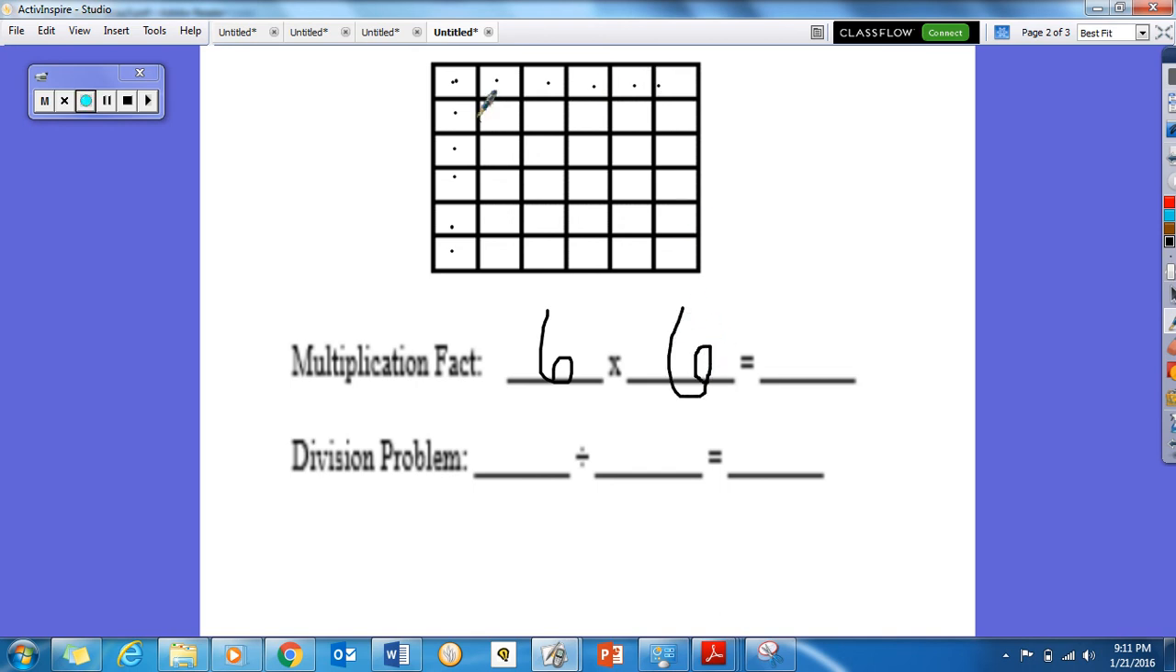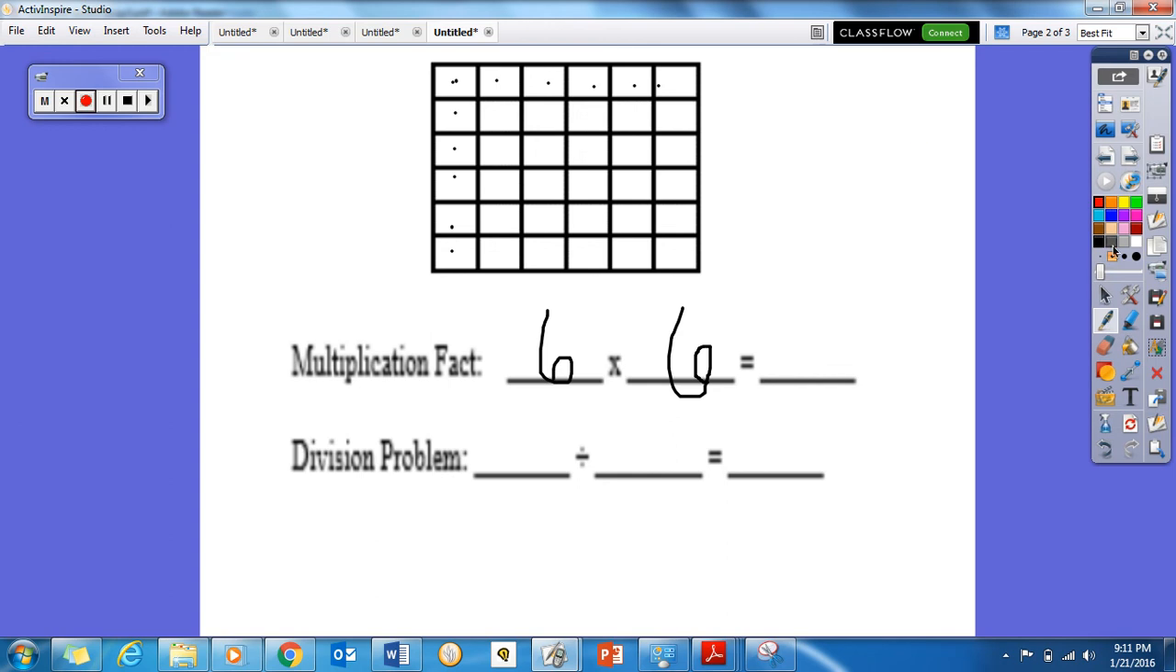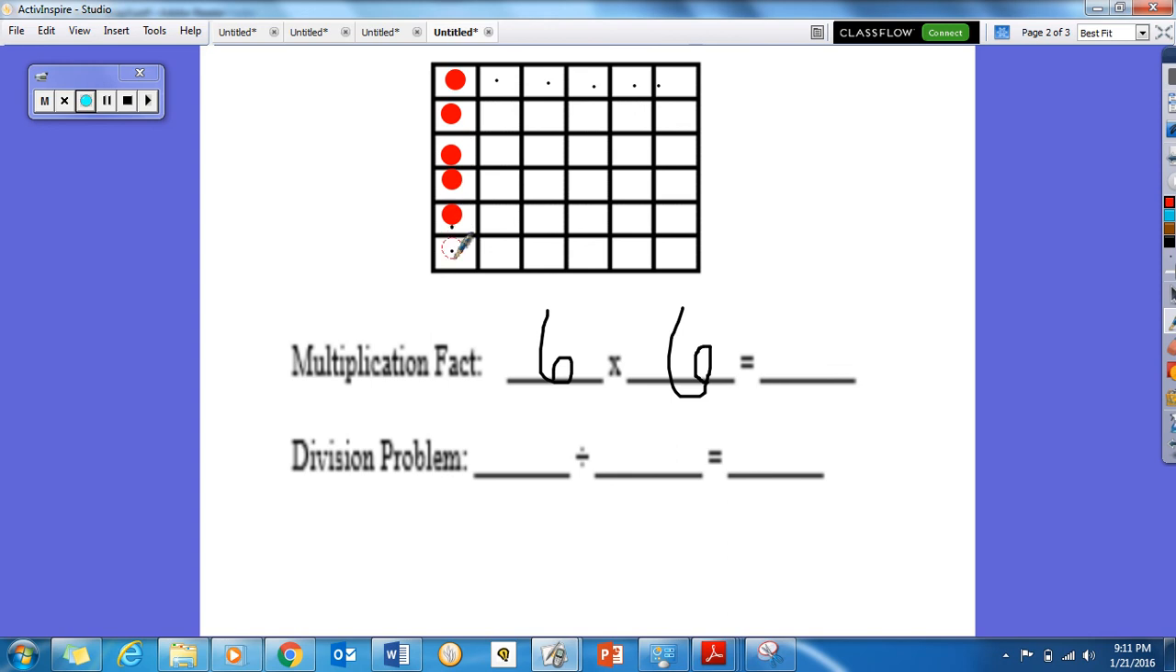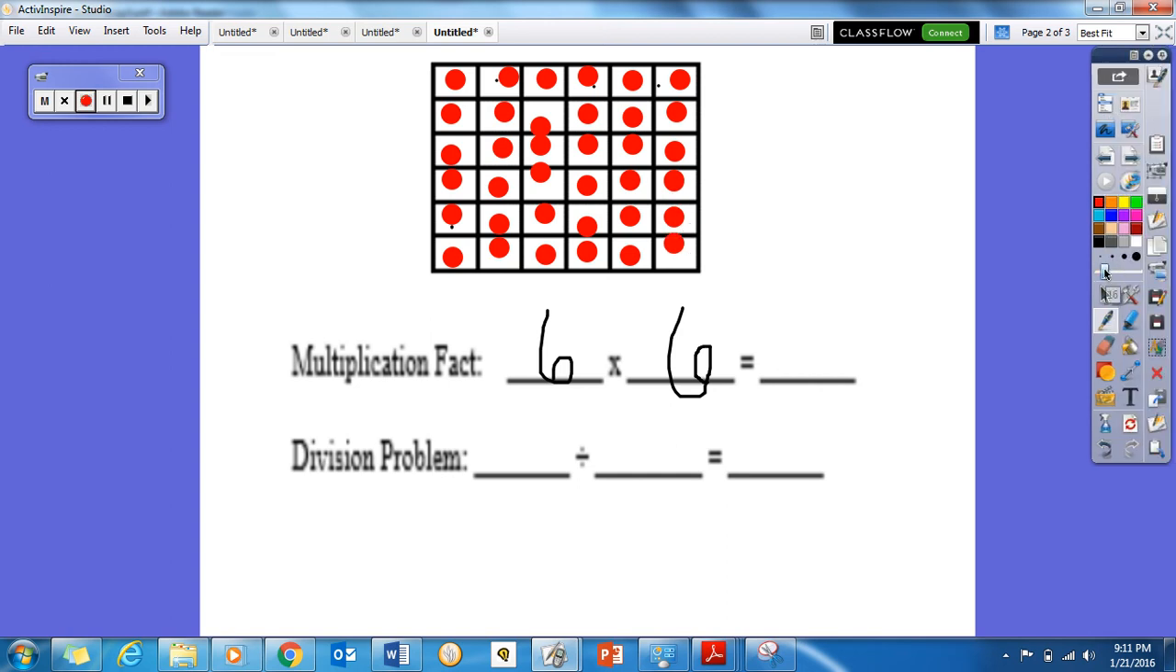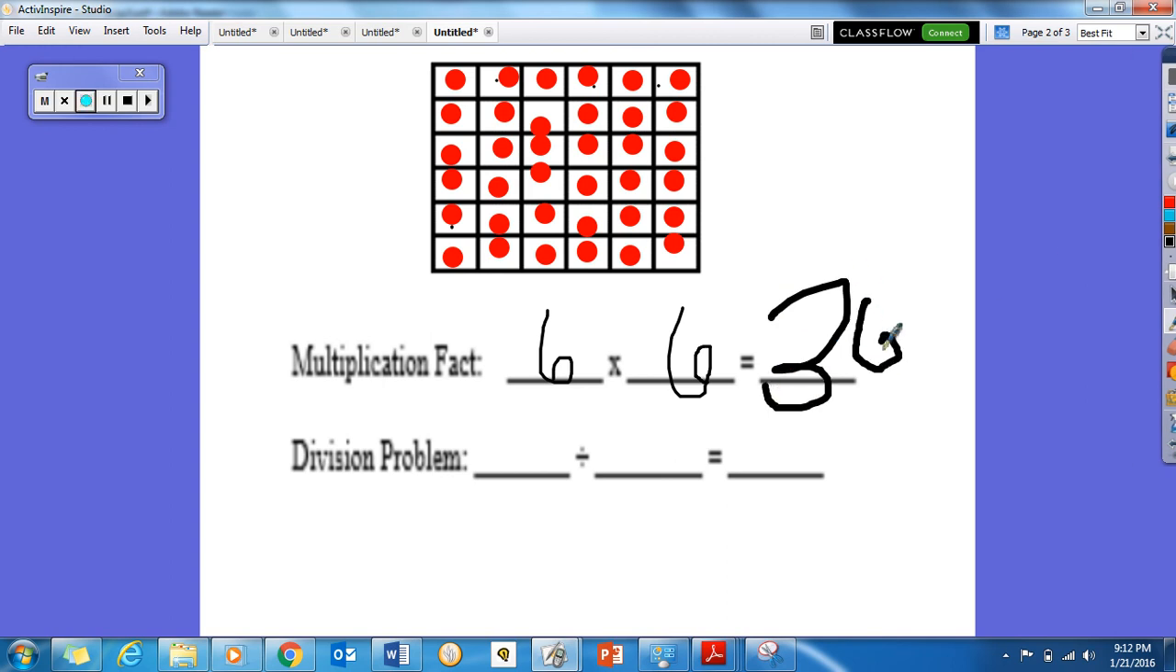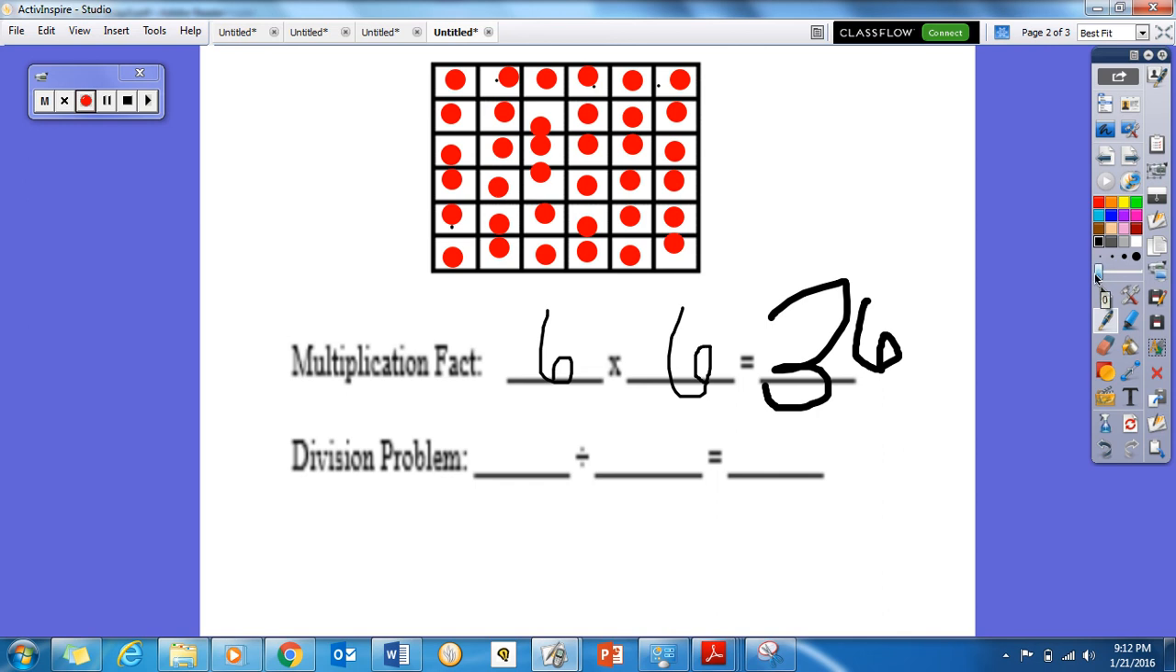Let's see how many we have all together. Now remember, let's put a dot in there once we've counted it. 1, 2, 3, 4, 5, 6, 7, 8, 9, 10, 11, 12, 13, 14, 15, 16, 17, 18, 19, 20, 21, 22, 23, 24, 25, 26, 27, 28, 29, 30, 31, 32, 33, 34, 35, 36. So we see when you have 6 down and 6 across, so 6 times 6 equals 36. Now, let's make that a little smaller.